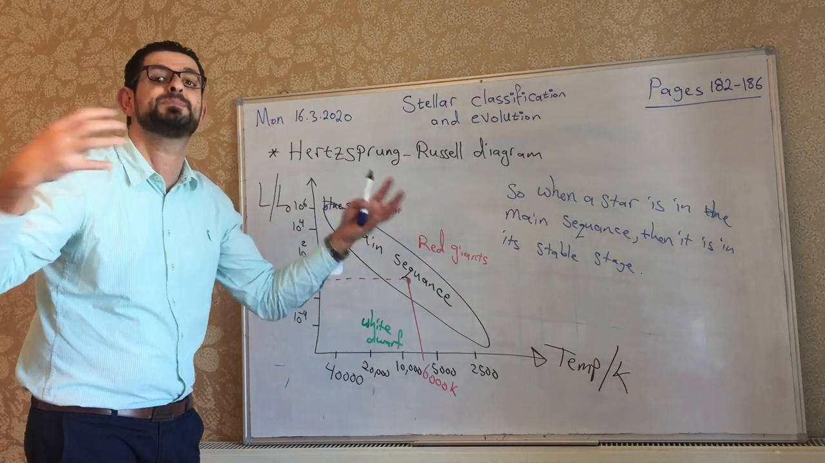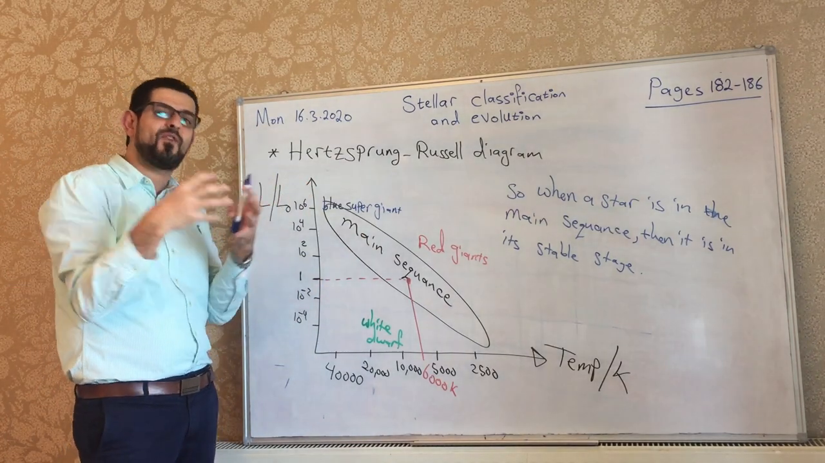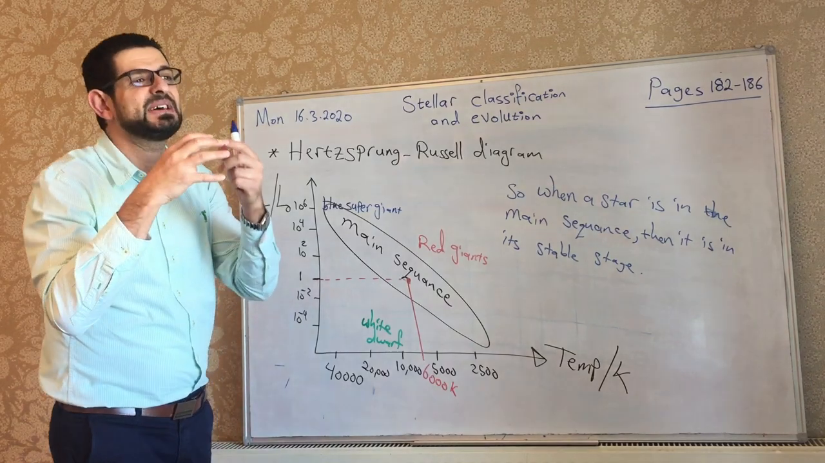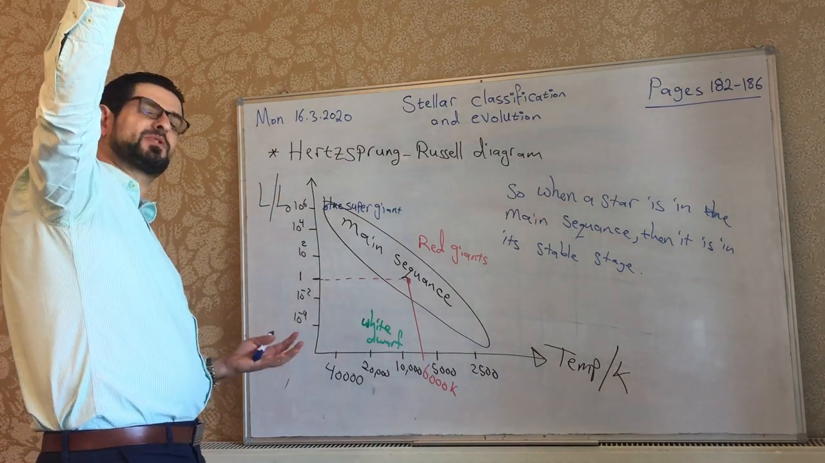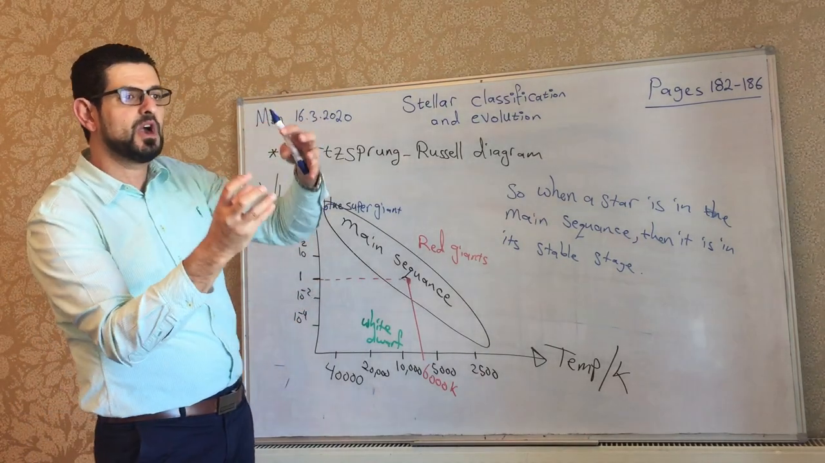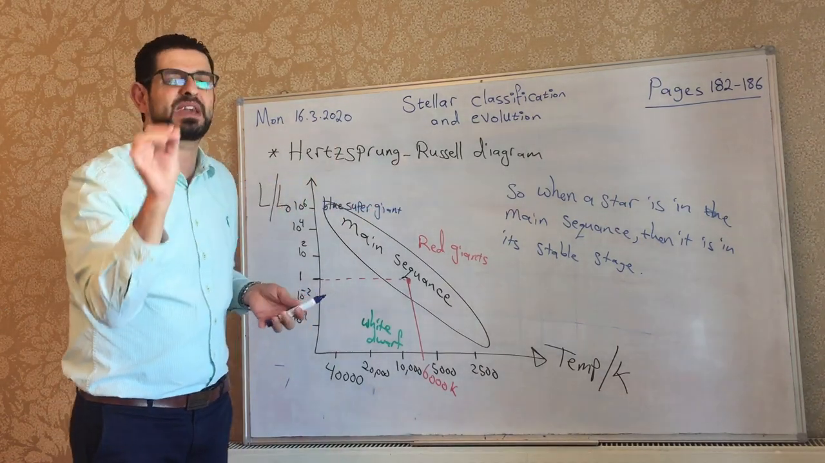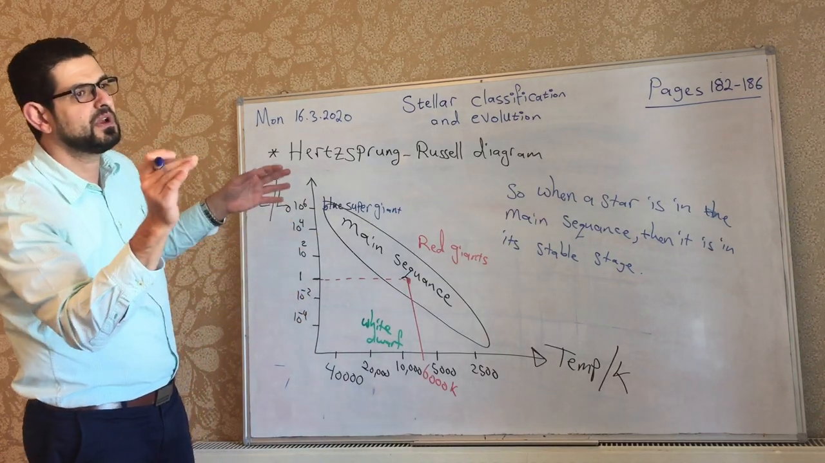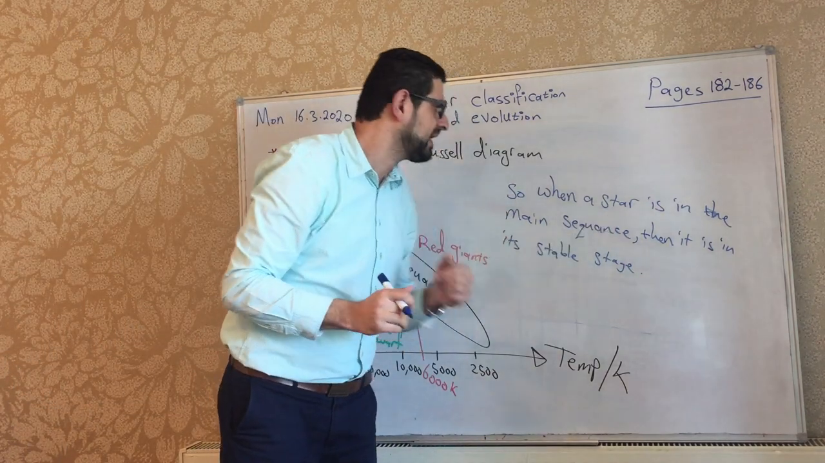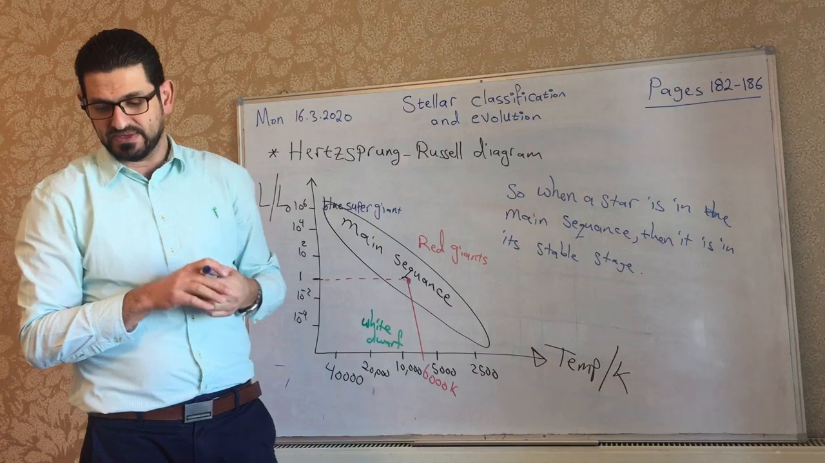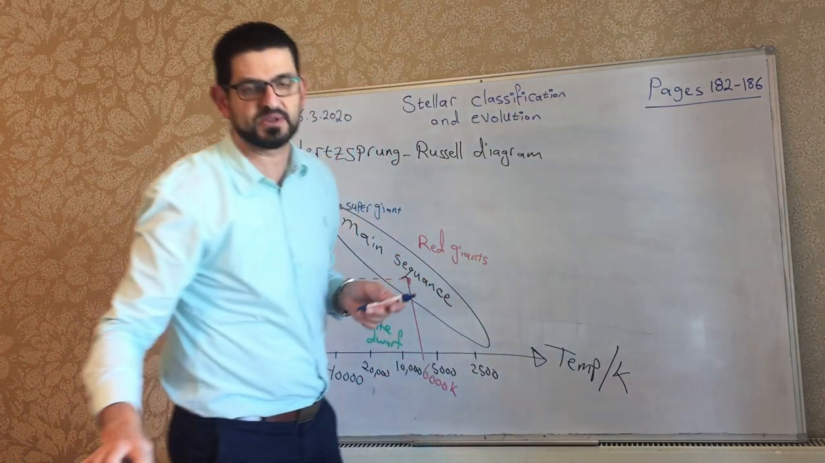So the star wants to expand. But at the same time, there is an inward gravitational force between the parts of the star itself. You know, this part of the star attracts this part of the star, so there is an inward gravity. Also, there is an outward pressure. They are balanced, so we consider the star to be in a main sequence. So, when a star is in the main sequence, then it is in a stable stage. I want to erase this so I can continue because my board is small.